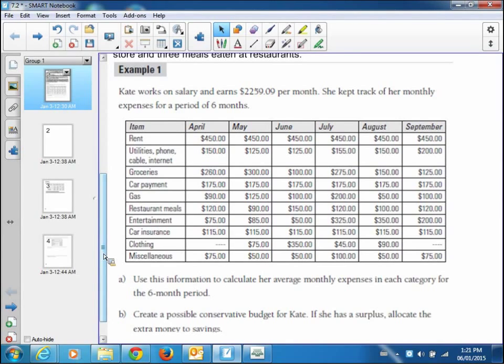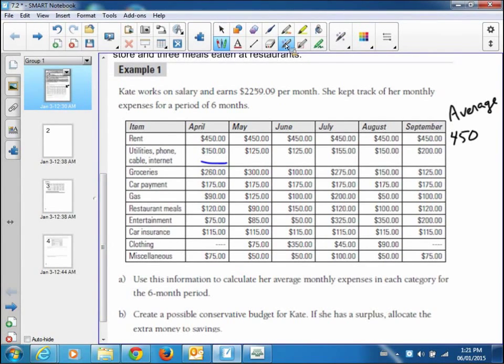Now, I'm going to go through one of them. The first one, you don't even have to do any calculations. What is her average rent? It's always $450, okay? So I'm going to just put this. That one's $450, nothing needed to do there. I'll go through the first one with you.